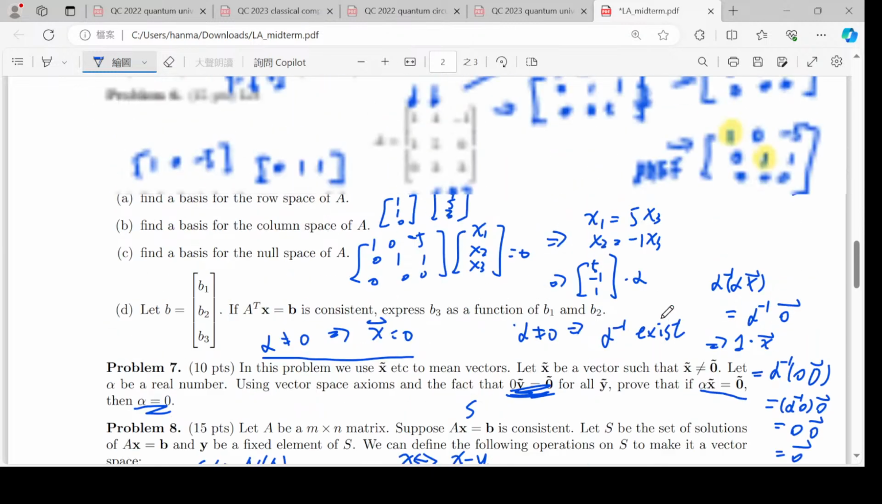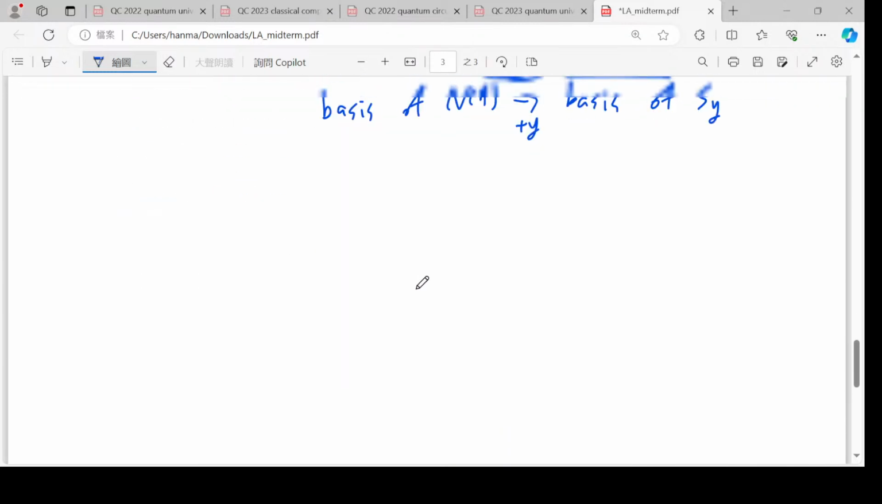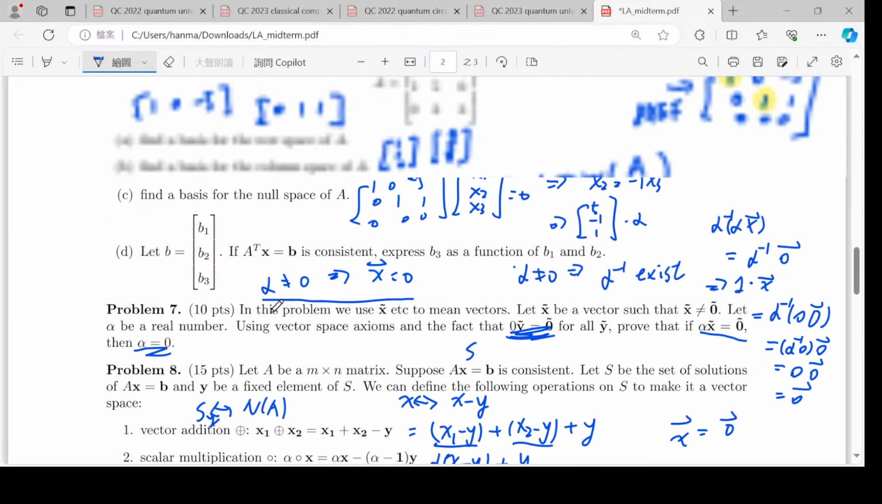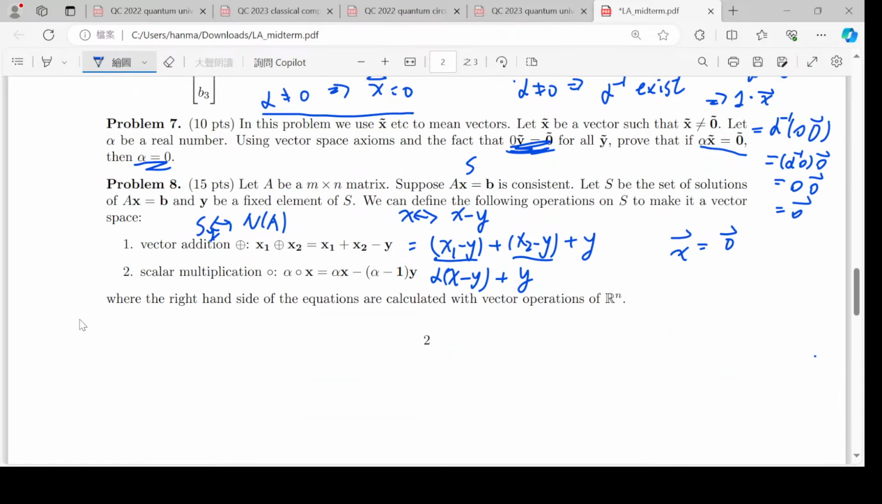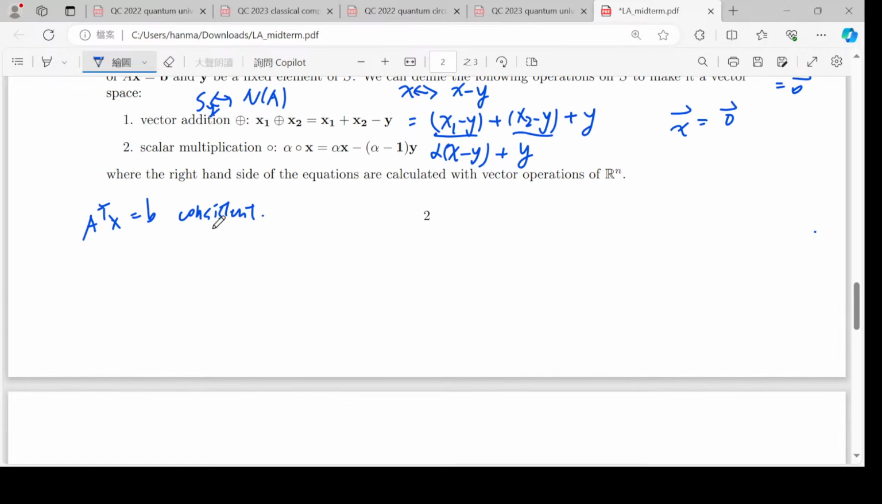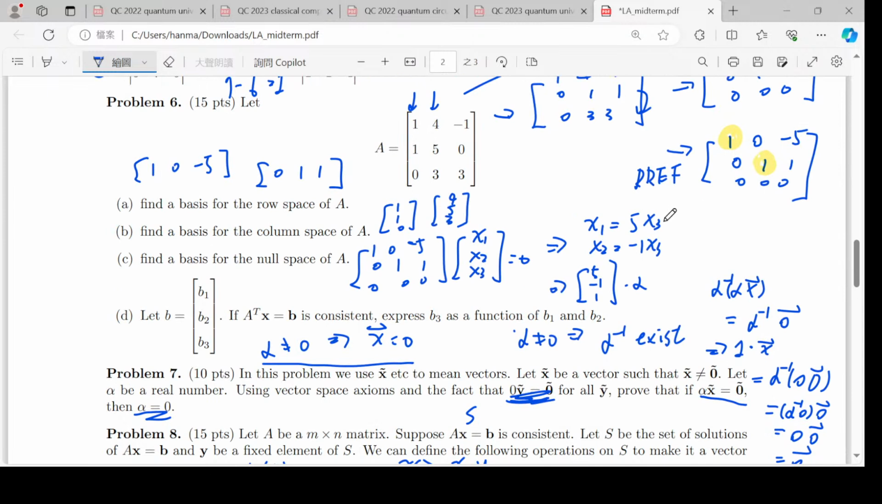And the last one, where should we go? I guess let's go to the blank page because we don't have much space here. So we want A transpose x equal to b to be consistent. I think people are doing this by brute force. You just take A transpose and solve A transpose x equal to b and try to see when it is consistent.